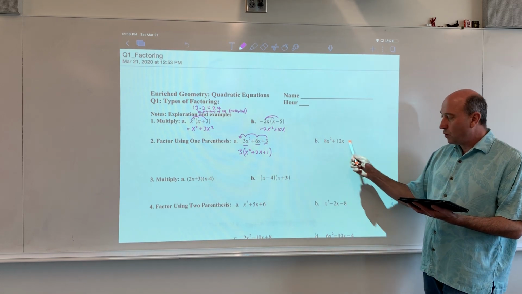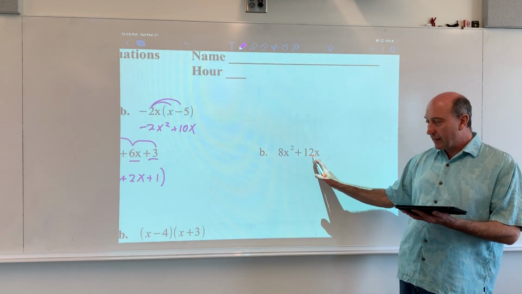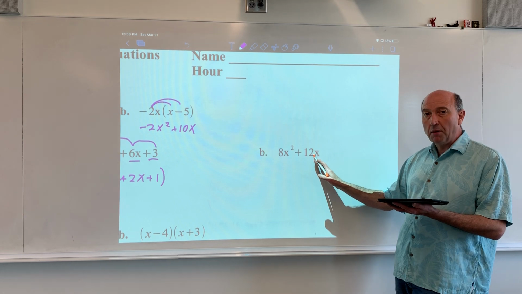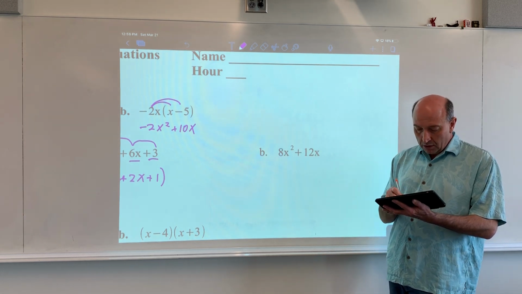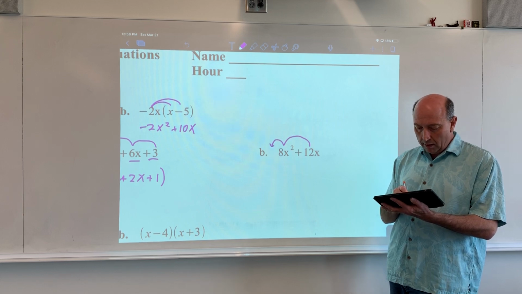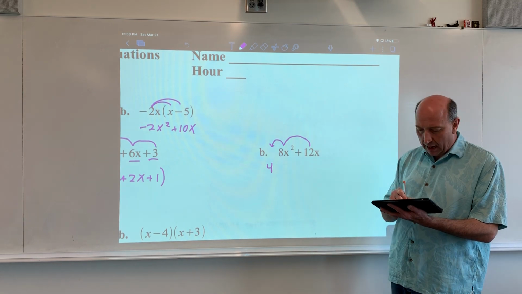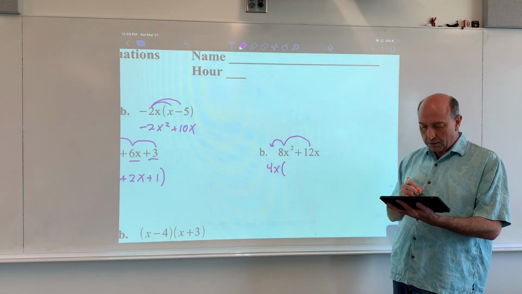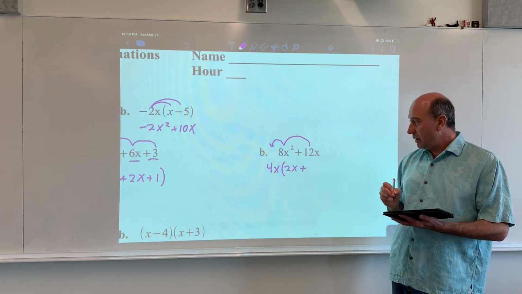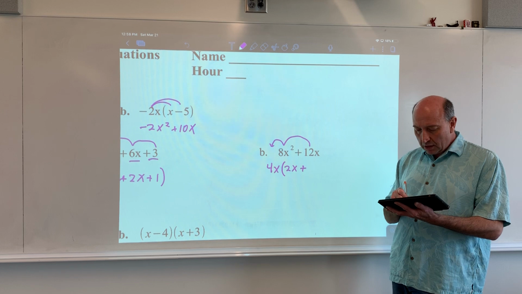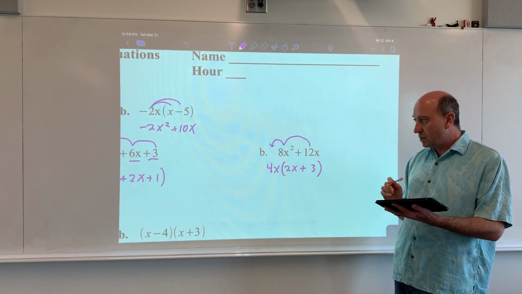Here, 8x squared and 12x. Okay, there's a 4 in common. There's a 2 in common. You want to take out the biggest thing. So when it says factor, it implies factor completely. So you want to take out a 4 and an x. There's an x in common. You want to take out an x. Now 4x times 2x is 8x squared. And 4x times 3 is 12x. This is completely factored.